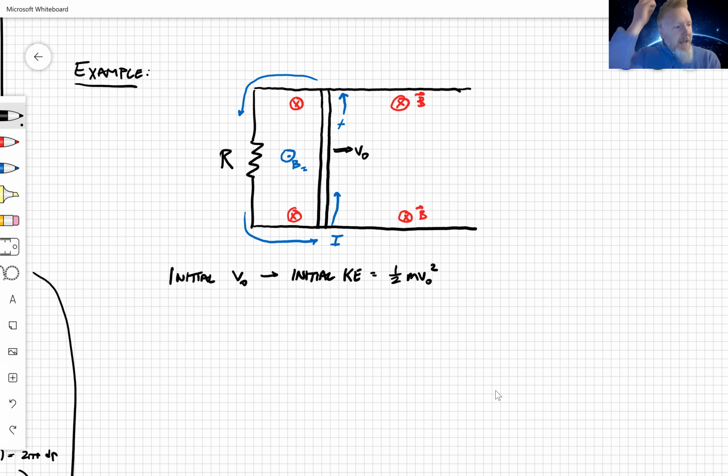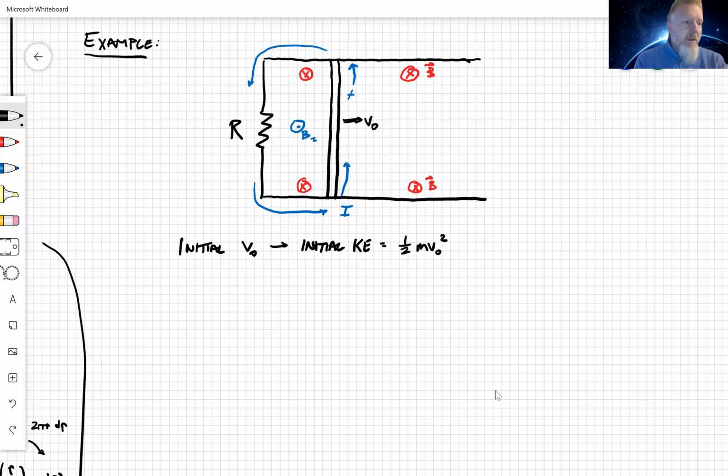In this case, what's going to happen? Well, the force on the rod, okay, is going to be essentially I L cross B, right? This is the force on the rod because of the current in it.